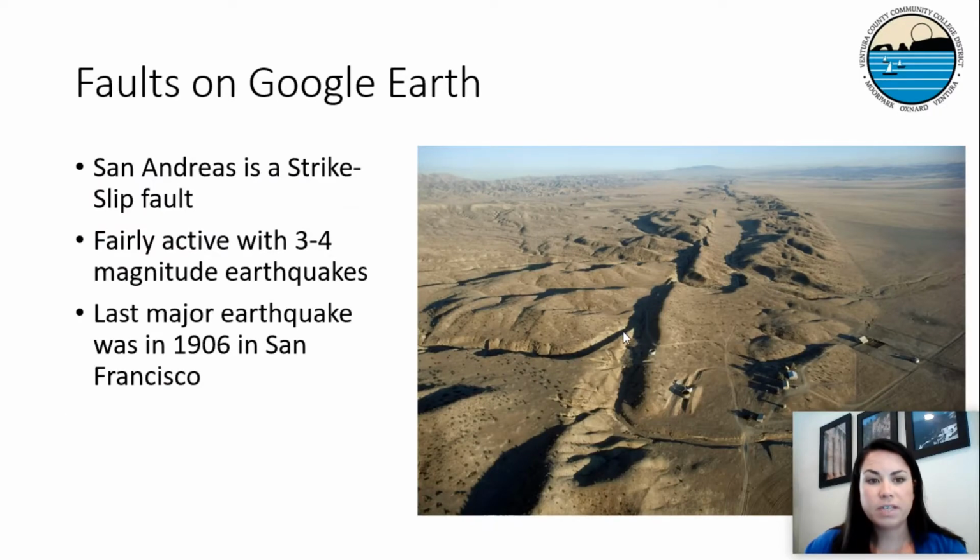Here's another picture of the San Andreas. It's fairly active with earthquakes pretty often. We see a lot of other earthquakes that are associated with San Andreas, and it's under a lot of stress all the time. The last major earthquake was in 1906 in San Francisco, but there's been a lot of studies done, and of course they say that we're overdue. So I can't wait to talk to you more about earthquakes in the next lecture.